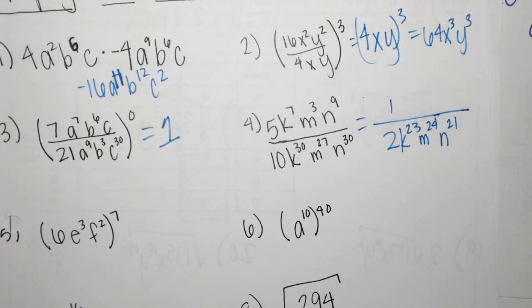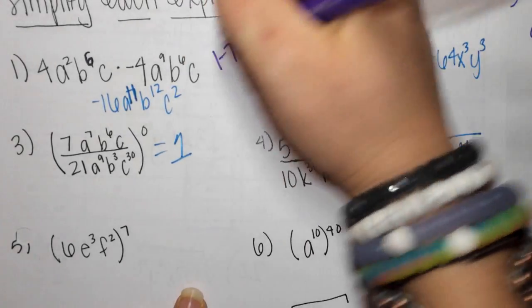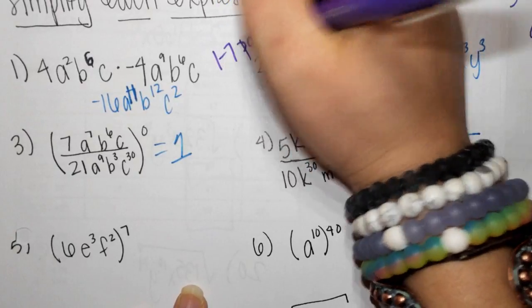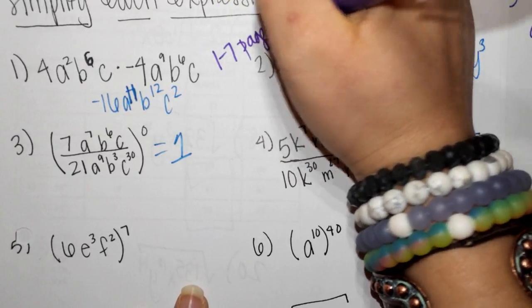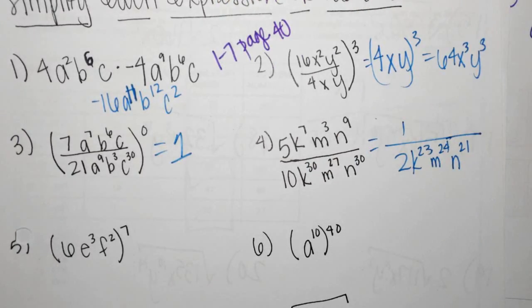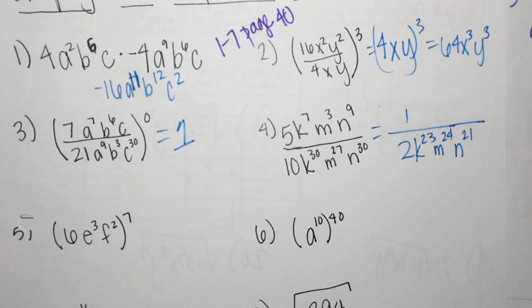Also, 1 through 7 are on page 40 in your notebook. The directions on how to do it. Are you for real? No, I'm making it up. We've never done this before. Turn, stop, and turn around.